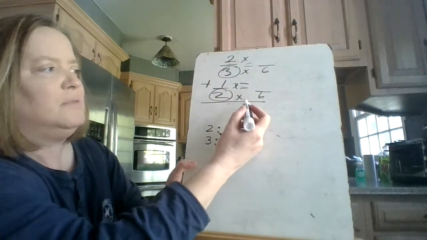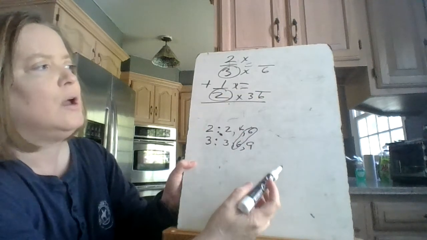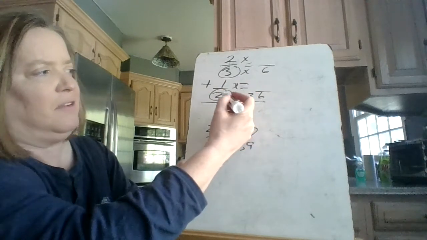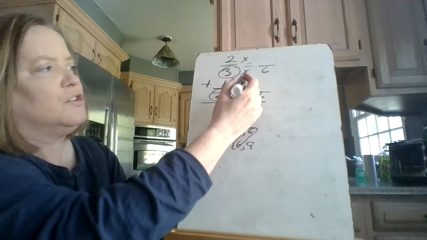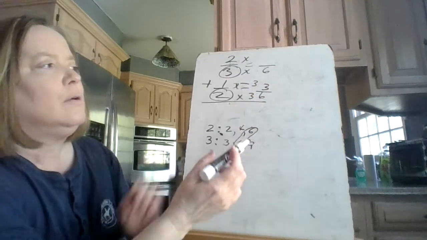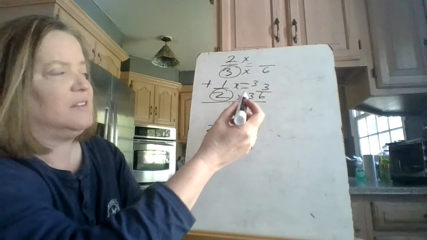So 2 times what gave me 6? 3. Well, I'm making equivalent fractions. So whatever I do on the bottom, I have to do on the top. So I multiplied by 3. 2 times 3 is 6. So then 1 times 3 would give me 3. So a half in 6 is equal to 3/6.